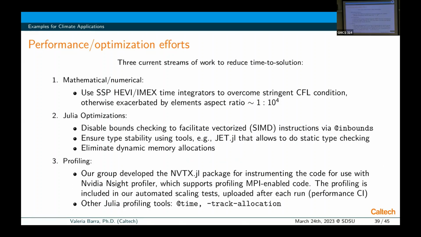Okay. Some performance optimization efforts in our group. We always have mathematical numerical optimization. In the time stepping, for instance, we use strong stability preserving methods to overcome stringent CFL conditions. We have some Julia optimizations always, so we can disable bounds checking to facilitate vectorized SIMD instructions. We can use external libraries to ensure type safety, and with that comes compiler type inference. For profiling, we can always make sure that we're targeting our performance. We have a performance CI in addition to the one that checks for the physical correctness.